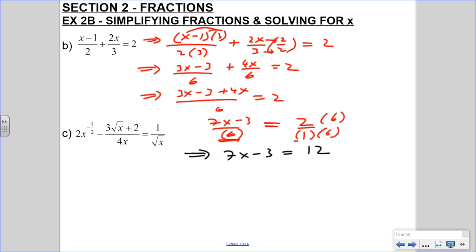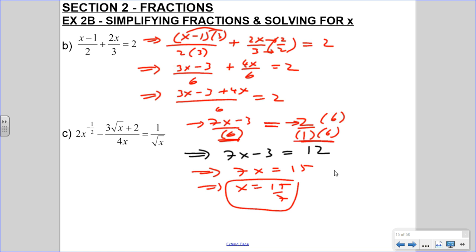So if the denominators are the same, the numerators are the same, and that's important to note. So therefore you get 7x is 15, and therefore x is 15 over 7. Box your final answer. Done. Part C, a little bit trickier then.